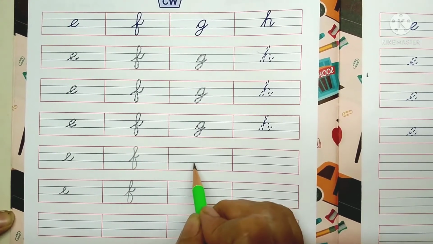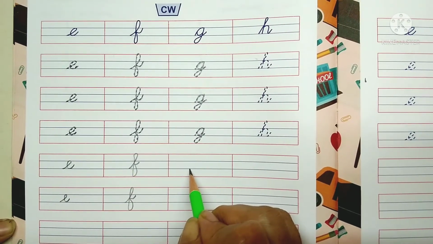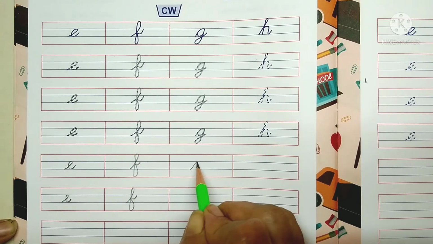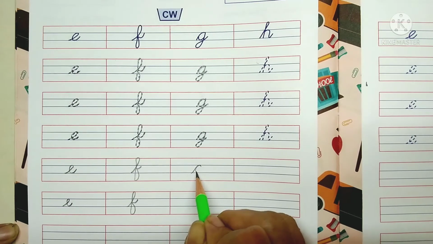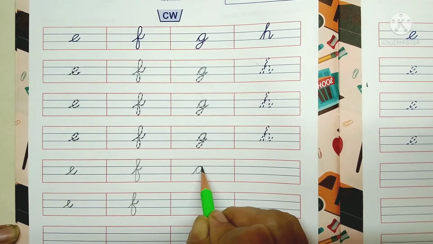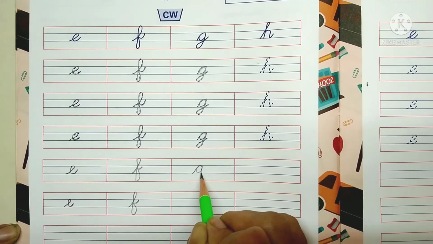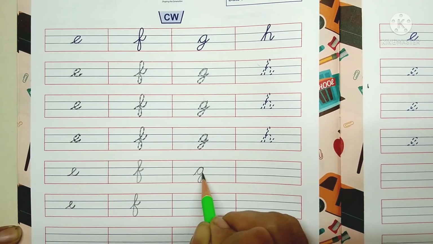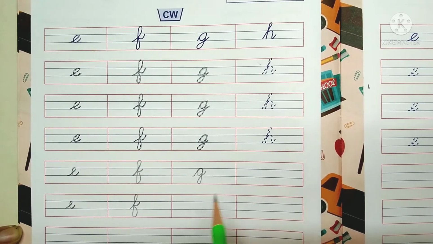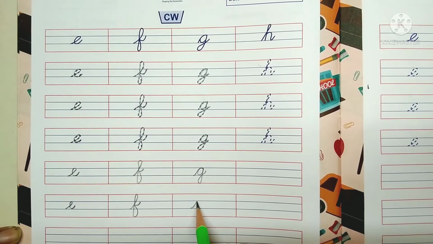Now in a plain box, put your pencil point on the blue line. Make a turn, come back. Go to the blue line and come to the red line and make a turn. This is cursive G.